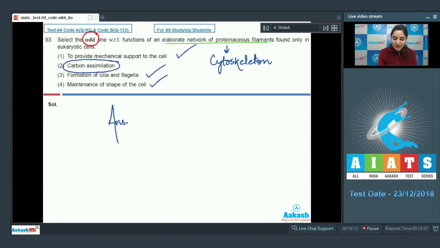Therefore, students, we can see, as we were asked, select the odd one out. Carbon assimilation is the odd one out. So we'll write down the answer is option 2. Now let's move further to question number 94.